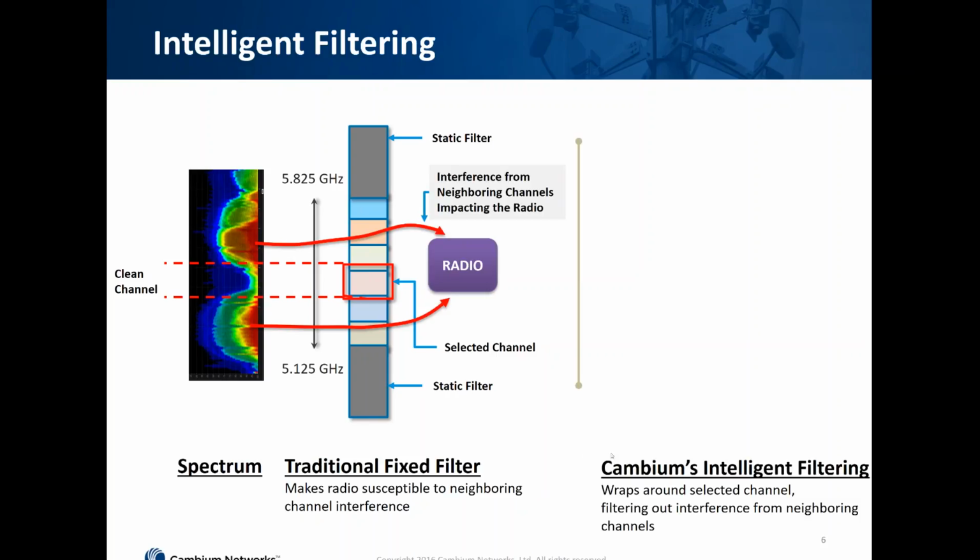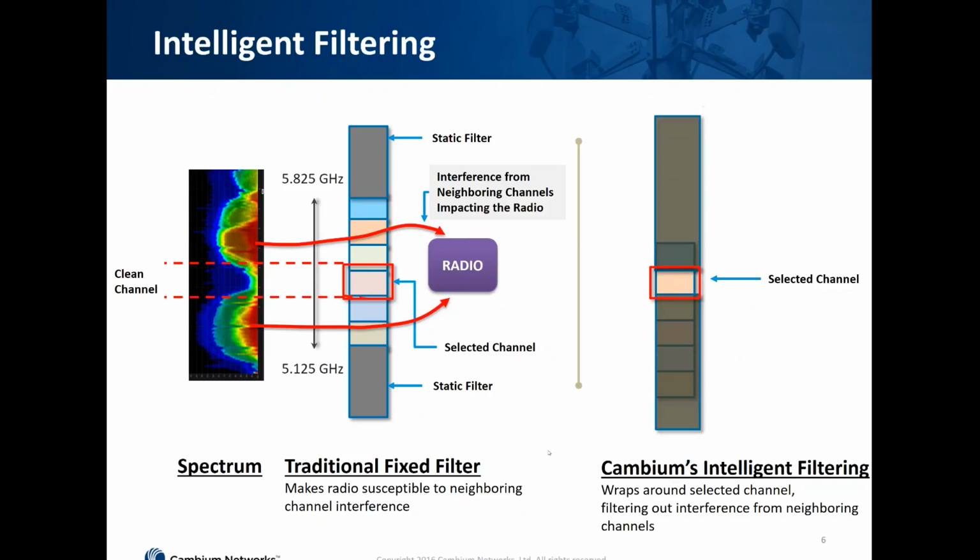So what we've done in ePMP 2000 is take this static radio design and make a software-controlled RF filter. When a user selects the channel they want to operate on, say that single clean 20 megahertz channel, they configure the radio, and the radio automatically wraps the filter around that channel, really helping to block interference from adjacent channels from impacting that one. So that is something else that also contributes to keeping your uplink and downlink performance clean on an ePMP 2000 system.